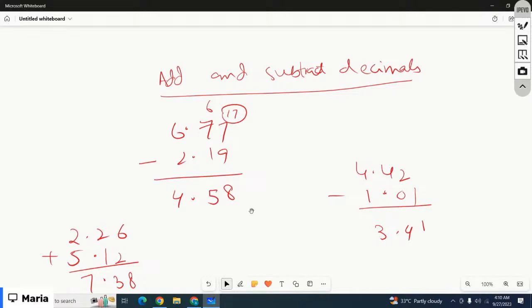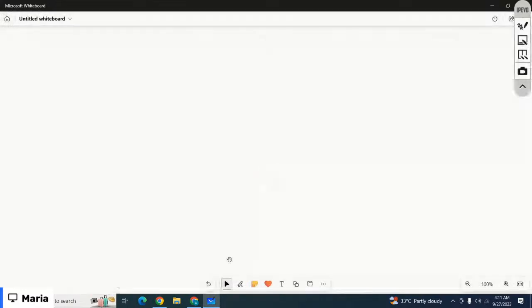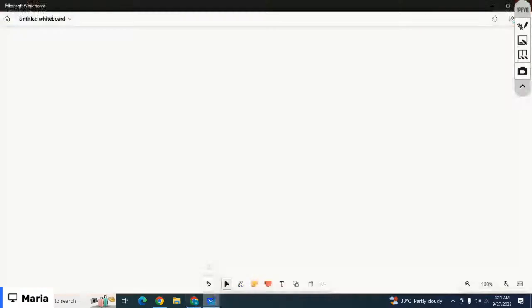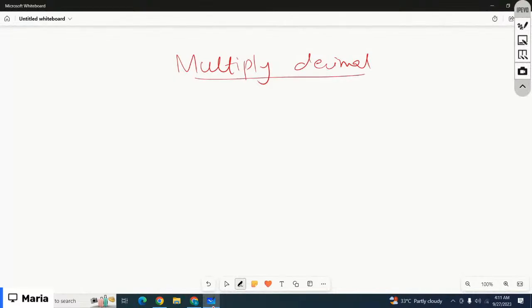Okay, we'll do practice questions later from the chapter, right? Okay, the next one is multiply decimals. Let's just see how we multiply decimals. So decimal multiplication is exactly the same as we do with other numbers, right? But here I think you have to multiply with the grid.